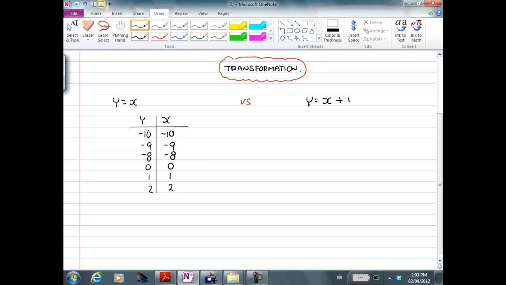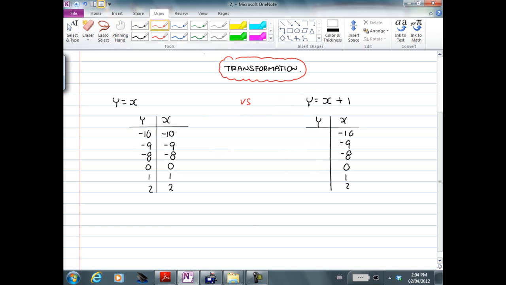The new equation is y equals x plus 1. All you're going to do is create the same table of values using the same x values: negative 10, negative 9, negative 8, 0, 1, 2. All you're going to do is give me the y value. Because we choose x. Normally I should have chosen x first, but I did y, but it makes no difference.